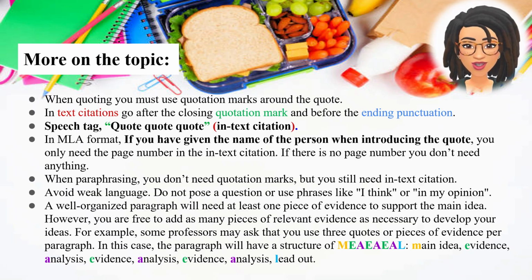So the structure will look like MEA, EA, EAL. I'm giving my main idea, then evidence number 1, analysis number 1, evidence number 2, analysis number 2, evidence number 3, analysis number 3, and then leading out with a succinct closing summary.